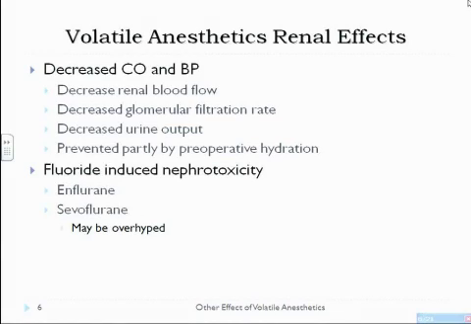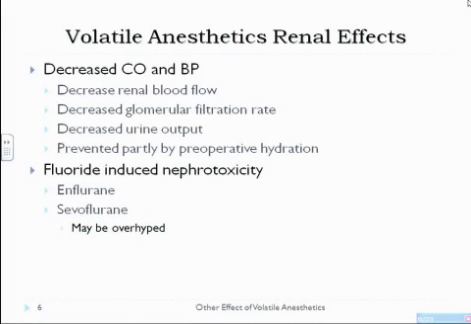Volatile anesthetics and renal effects. As you saw in a prior lecture about cardiac output, as cardiac output decreases and blood pressure diminishes, you'll see a decrease in renal blood flow. This leads to a decrease in GFR and decreased urine output. This can be partly reversed by properly prehydrating the patient, if at all possible.